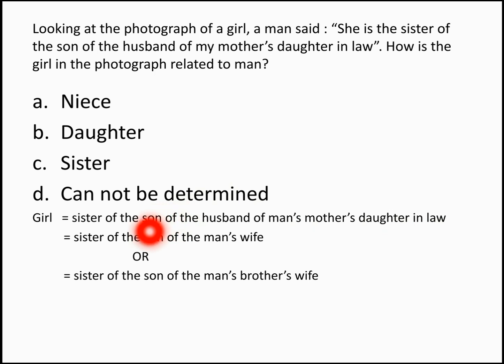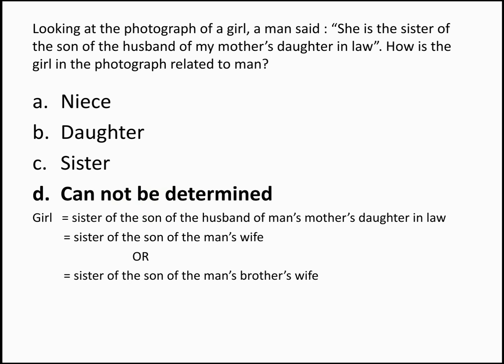Right, you don't have a word called only son, right? So you have got two options: sister of the son of man's wife or man's brother's wife, right? There are two options because you don't have the word called only mentioned anywhere in the question, right? So since you've got options and you're not sure about what is going to be the actual relationship, the answer for this question cannot be determined.